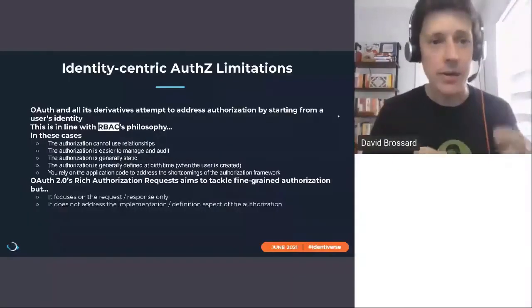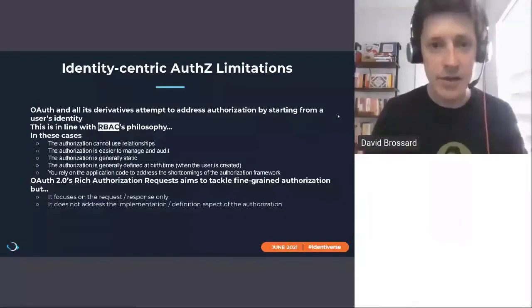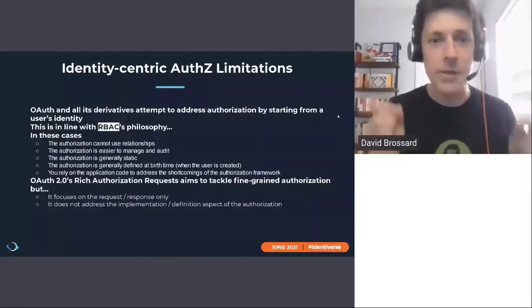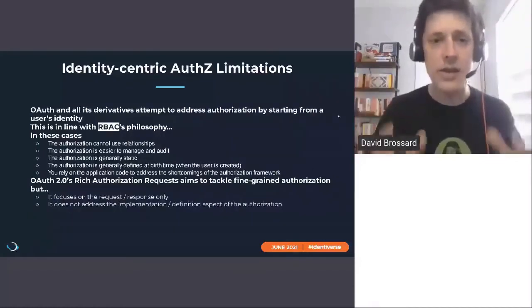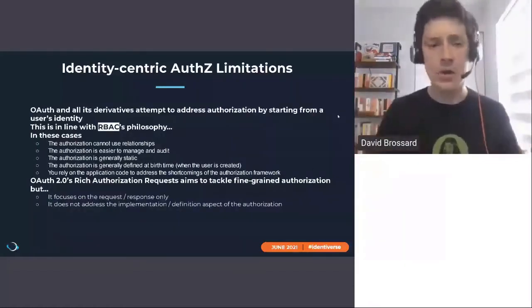So we've talked in the first 30 minutes, I know we only got 15 minutes to go, so I'll try to be fast. We've talked mainly about the identity-centric standards. The main challenge I see with identity-centric authorization is it does not tackle relationships. That's the number one thing, okay?